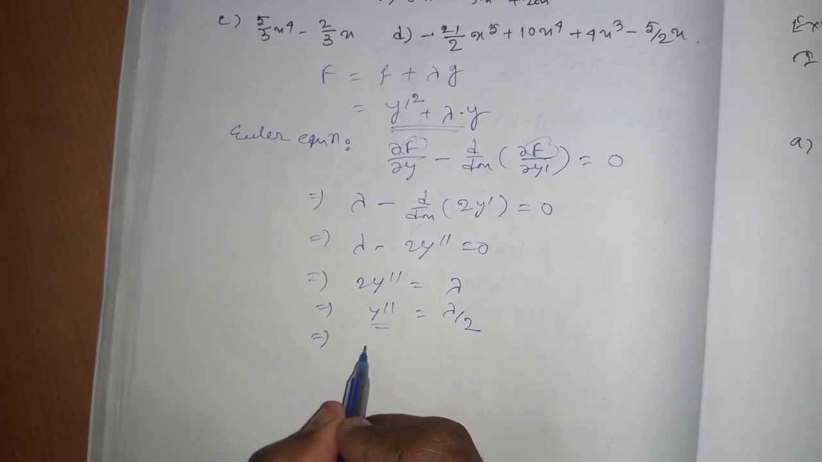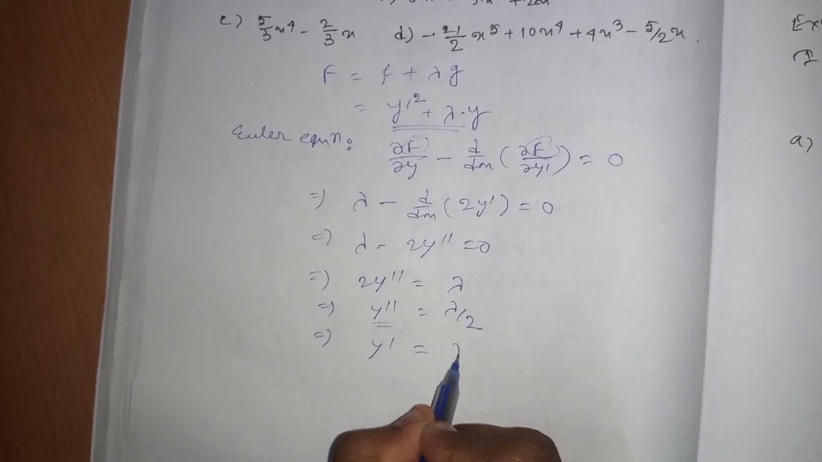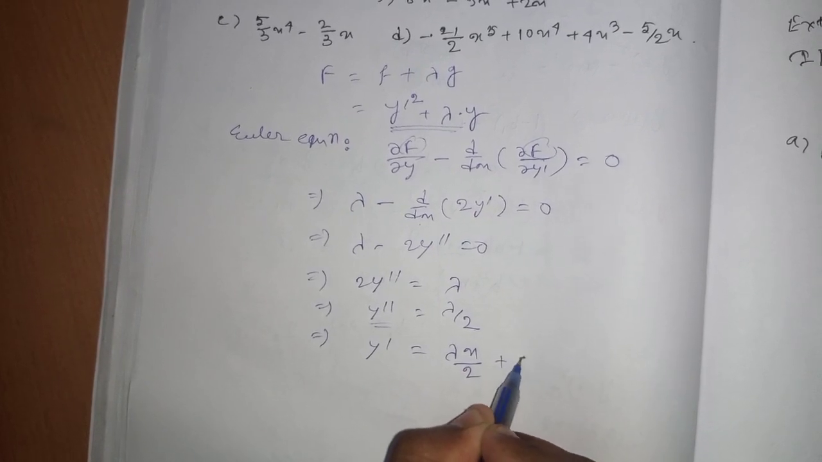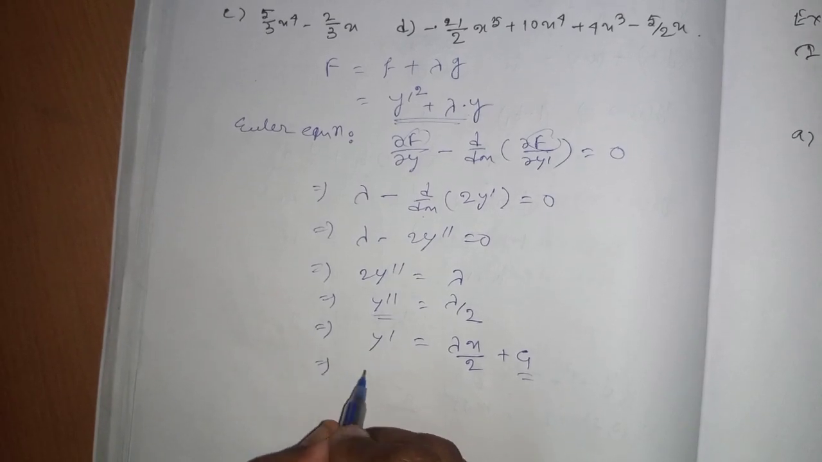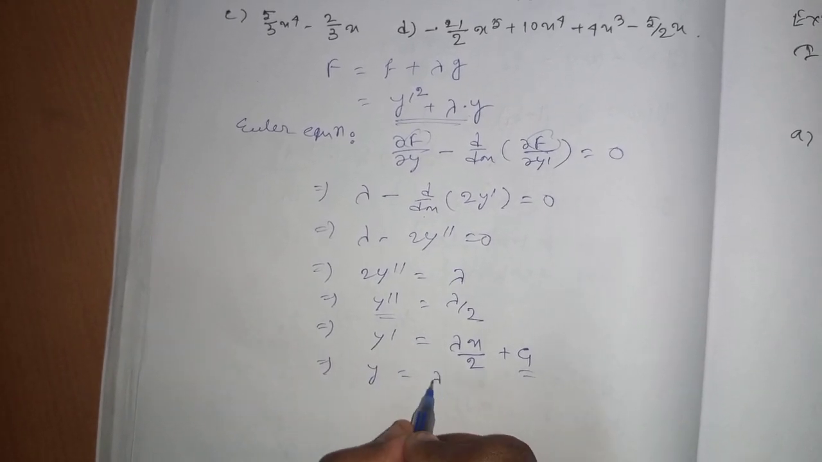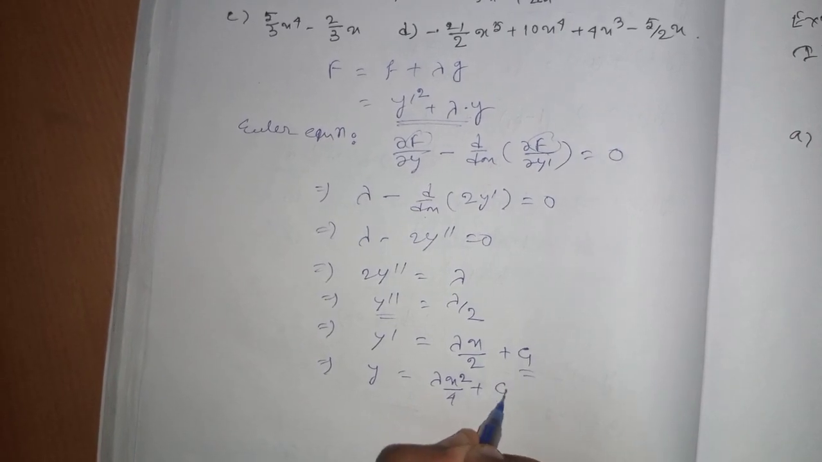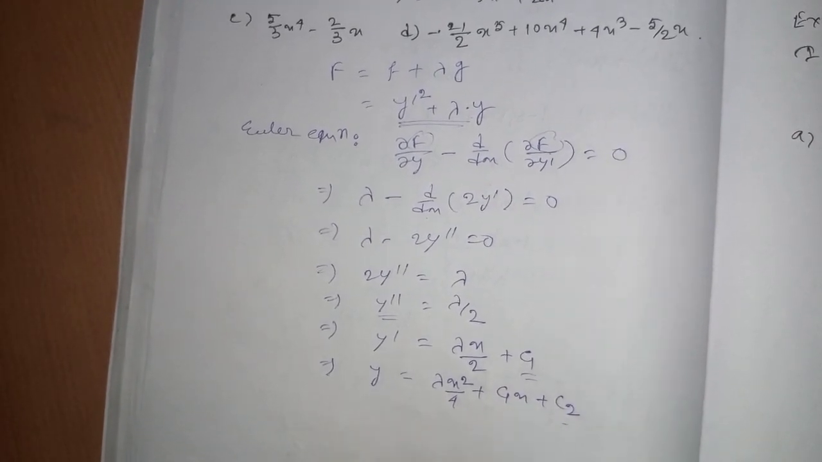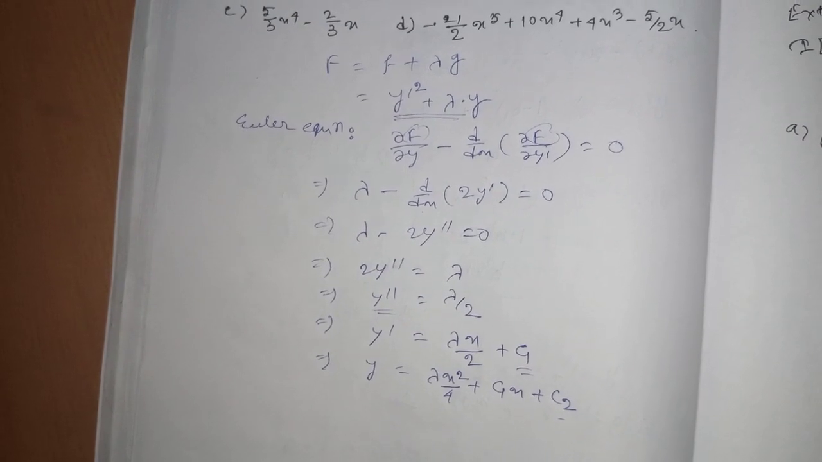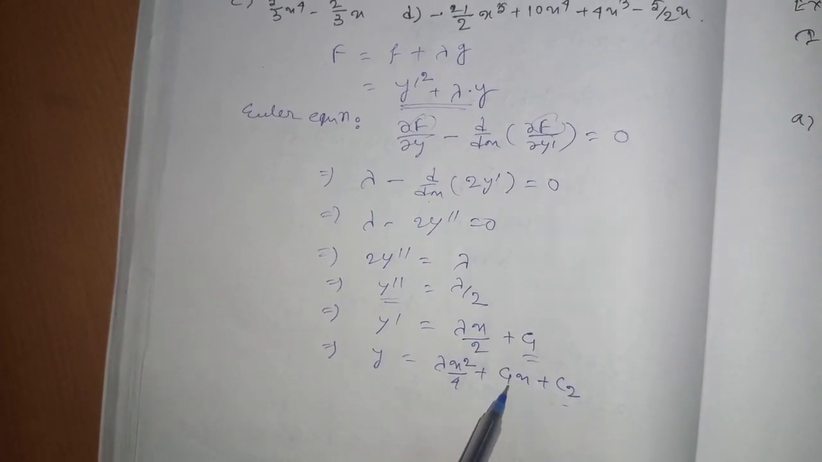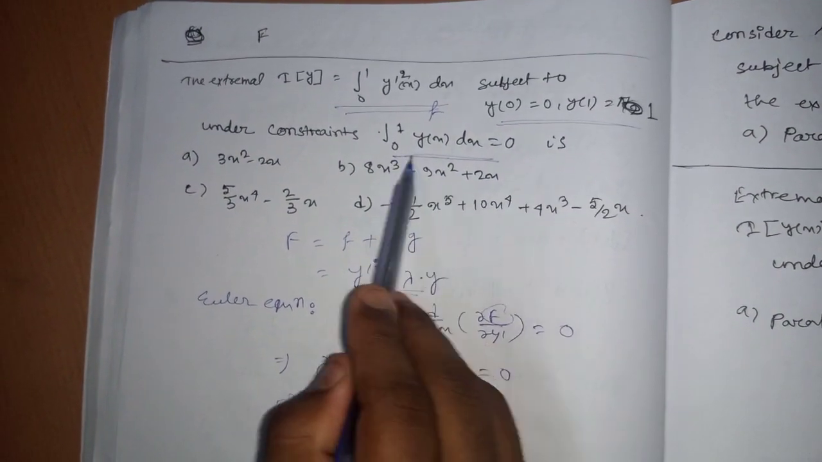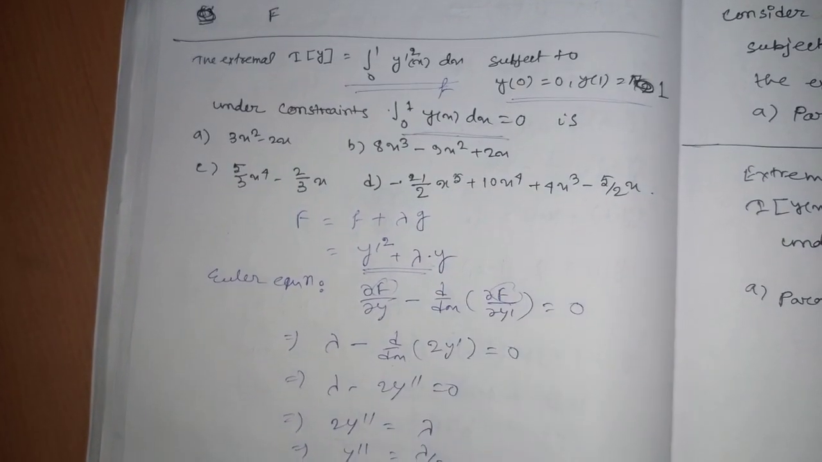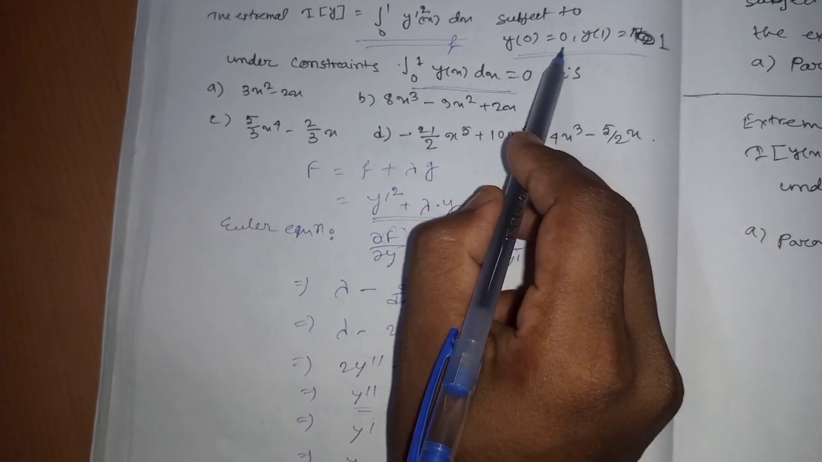Integrating this, we will get y dash equal to lambda x by 2 plus c1. Here c1 is an arbitrary constant. Again integrating, we will get y equal to lambda x square by 4 plus c1x plus c2. Here c2 is another arbitrary constant. We have to find the values of lambda, c1 and c2 using the boundary conditions and constraint.